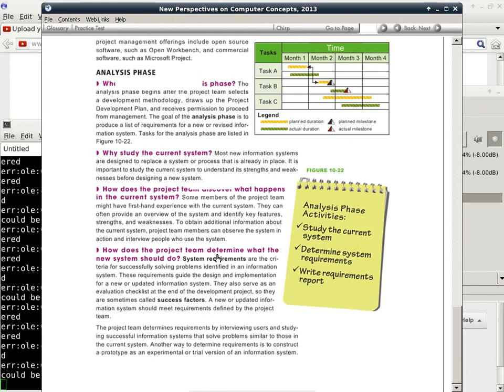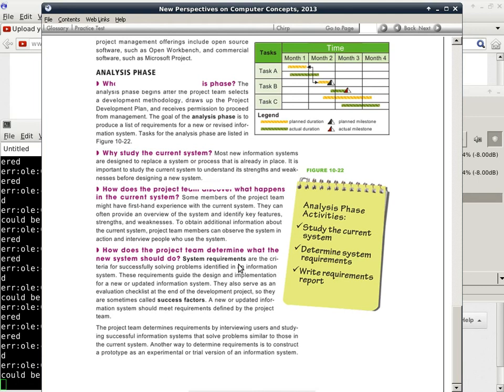How does the project team determine what the new system should do? Well, the project team includes people who have ownership of the new information system. So they should know the requirements, not in a technical way, but in some other ways they know. We want this new system to be a certain way.